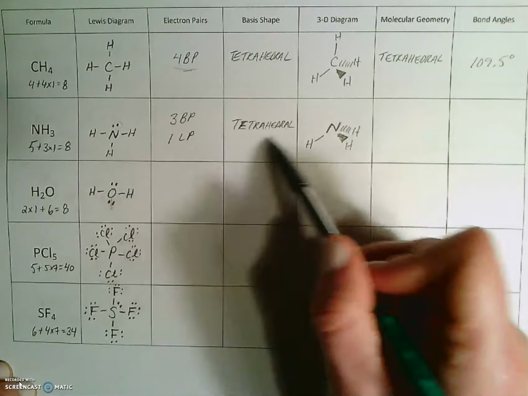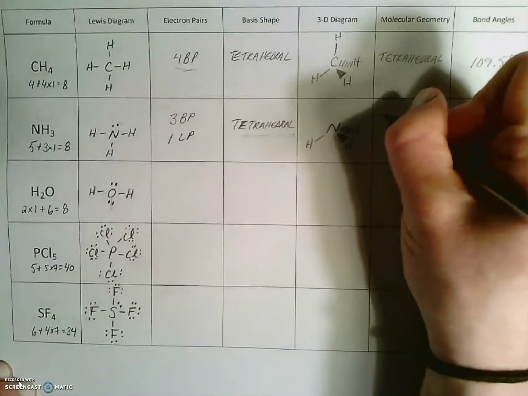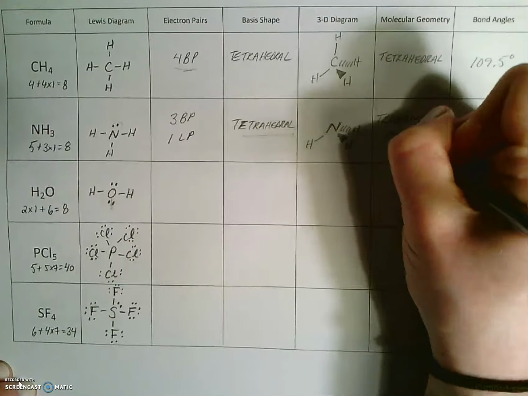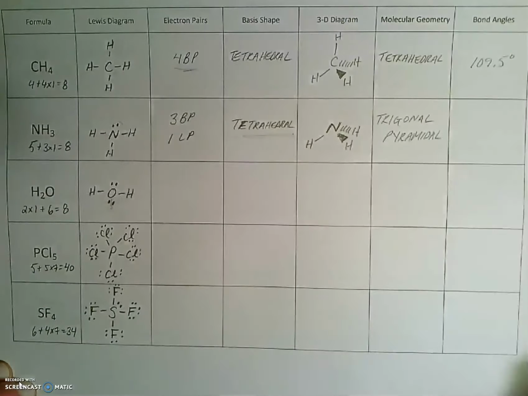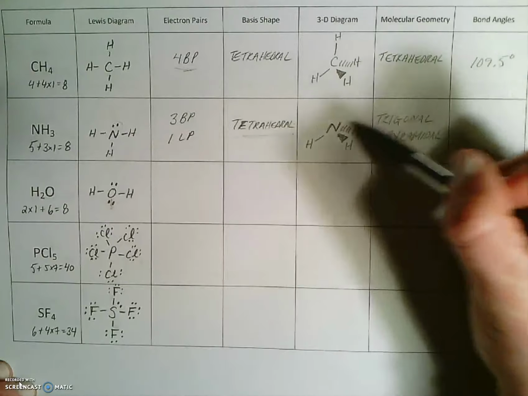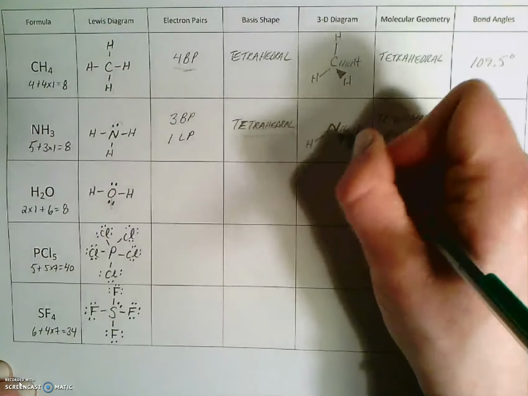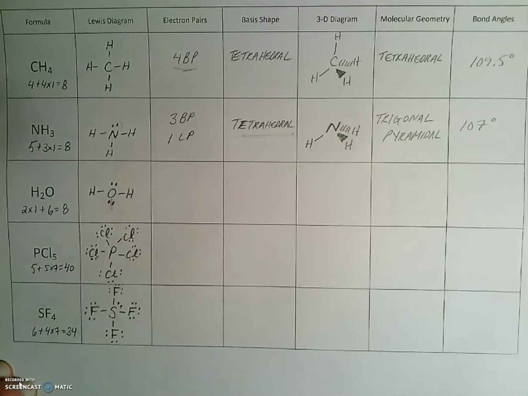In this case, I do have 1 lone pair, so my molecular geometry isn't going to have the same name as a tetrahedral geometry. It's going to be called trigonal pyramidal, is how we say this word. Because of that lone pair on top pushing those bonding pairs down a little bit more, that extra repulsion, I have a bond angle slightly less, 107 rather than 109.5.